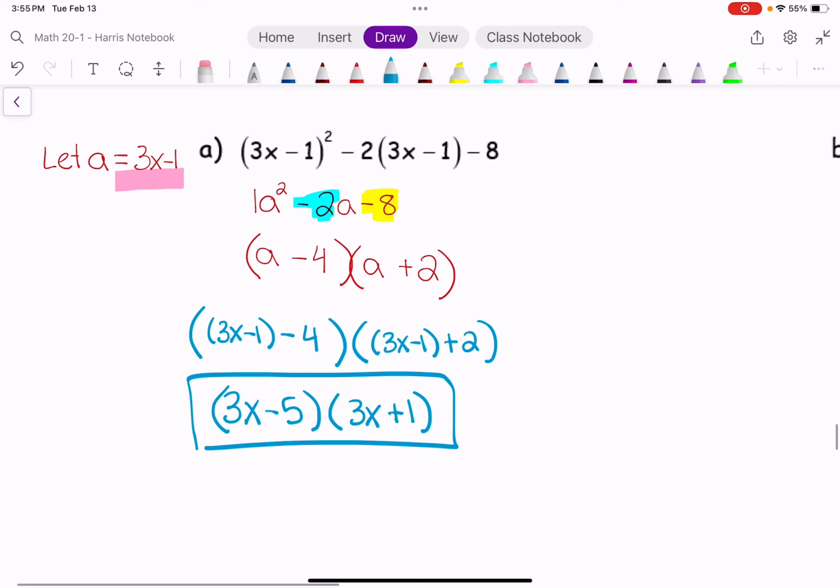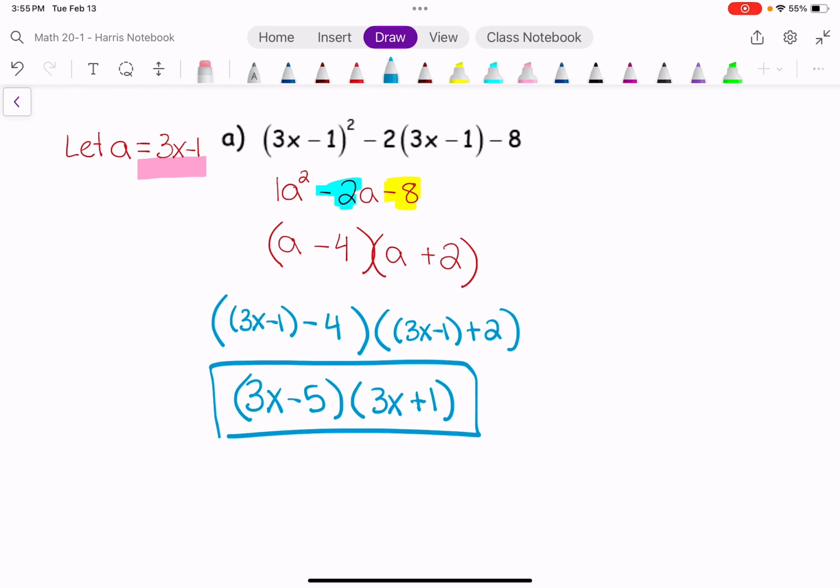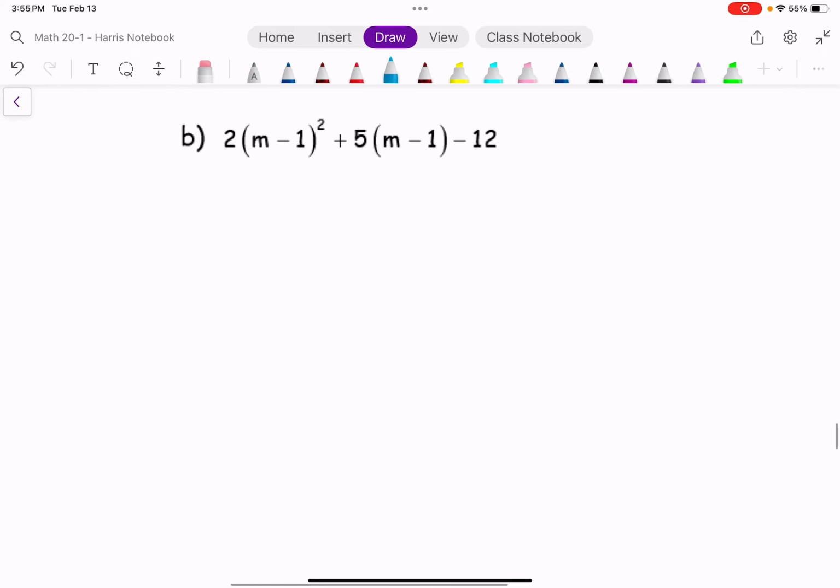So I've taken a complicated piece, expanded it out, and then broken it back down. These are my factors. Okay, so let's do the next one.